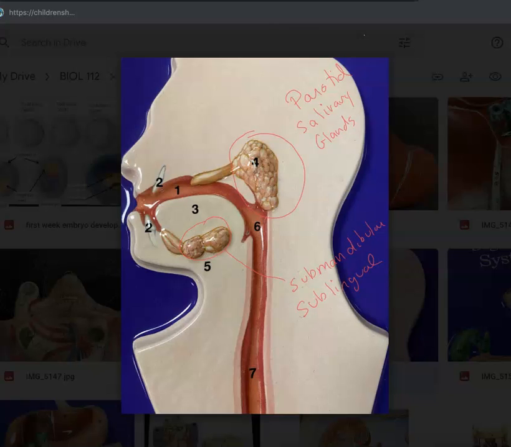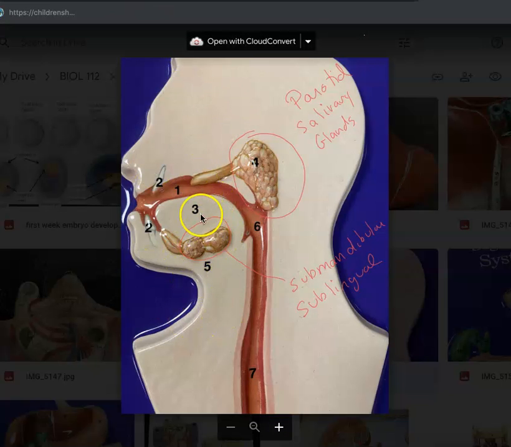Okay, in this video I'm going to go through the salivary glands, the liver, the pancreas, and a little bit of the small intestine that we haven't covered in another video. So this is the model we'll use for the salivary glands. This is the big purple model with the whole digestive system on it. We won't use most of it, but we'll use this one.